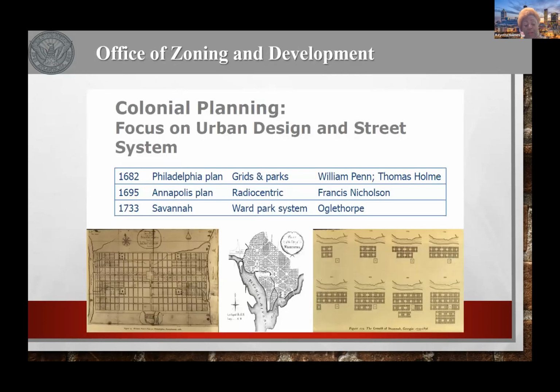So how did we get to where we are today? We started with a plan. One of the most famous plans is the Philadelphia plan that's laid out in grids, and that was done by William Penn. And then there's a radiocentric plan where it starts out like radio dials, and that is the Annapolis plan done by Francis Nicholson. And then in 1733, the ward system was created in Savannah, and that was done by Oglethorpe.